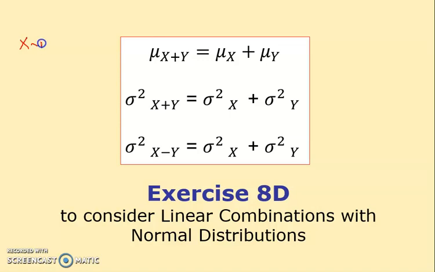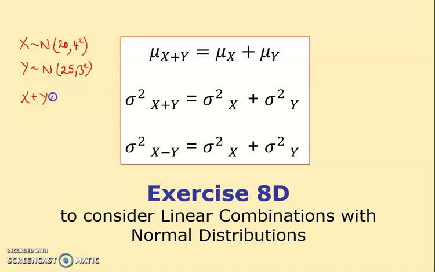So x might be normally distributed. Make up some numbers. 20 is the mean. Standard deviation might be, say, 4, so I'll write 4 squared. And y might be normally distributed, with a mean of, say, 25, and perhaps 3 squared as its variance. And what happens if I was to add these two distributions together?